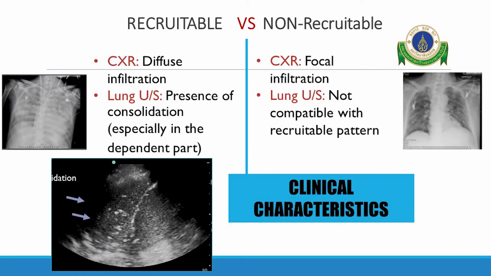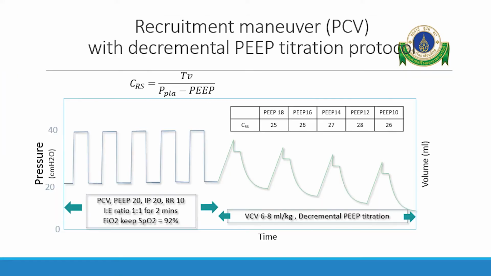Other than the compliance, I recommend using lung ultrasound to assess the lung recruitment to identify the PEEP, or whether the PEEP used to open the lung is required. The ultrasound should also be used for other purposes, such as responsiveness assessment and hemodynamic monitoring. This diagram shows the decremental PEEP titration after recruitment maneuver. You will see the optimum PEEP is 12, which provides the respiratory system compliance of 28, the highest level.